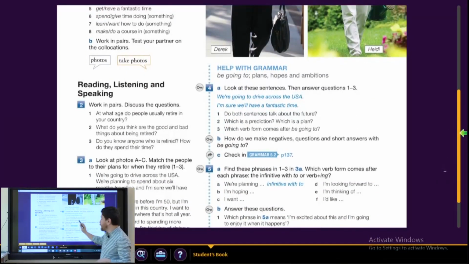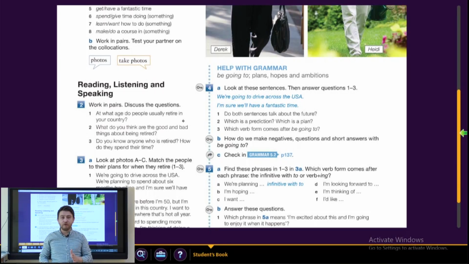How about your ambition? Now, have a look at these people's plans, hopes, and ambitions. Before doing that, have a look at these discussion questions, which we have already answered. Number 1, at what age do people usually retire in your country? As we said, people usually retire at the age of 55 or 65, 55 for women, 65 for men. And number 2, what do you think are the good and bad things about being retired? Of course, being retired has advantages and disadvantages.